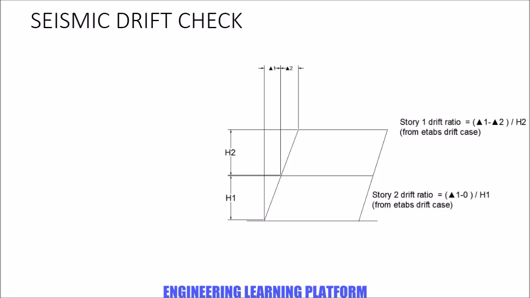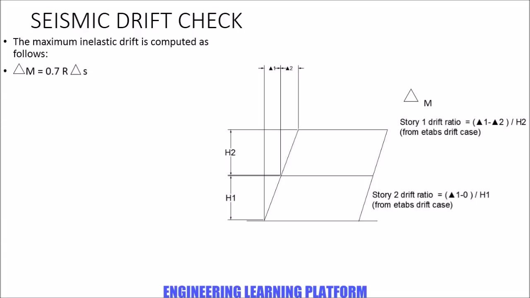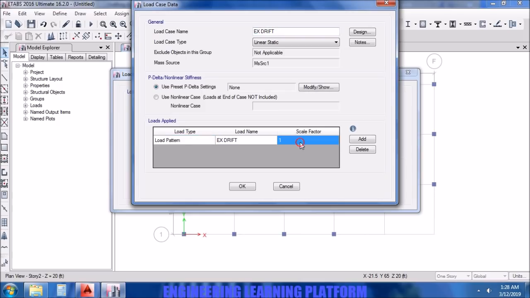The seismic drift ratio has a limit implied by UBC 97. For that, we need to know how to define the case. The maximum inelastic drift is computed as follows: 0.7 into R into delta S. That becomes 5.95 for the case multiplier. So we have to incorporate that in our case.